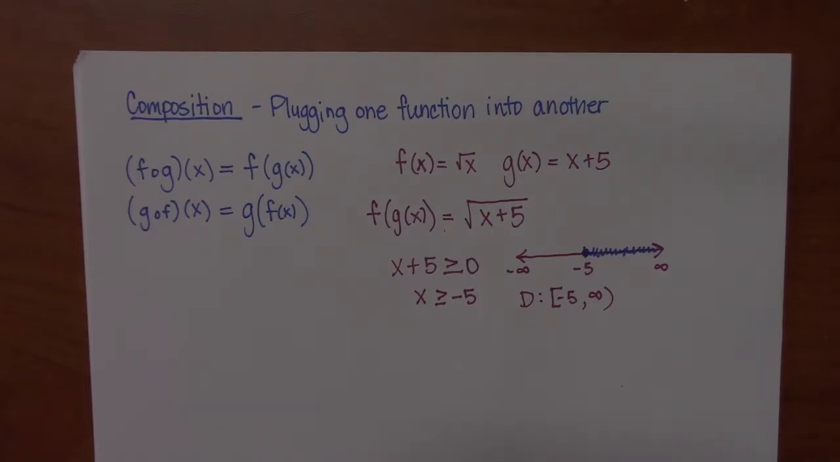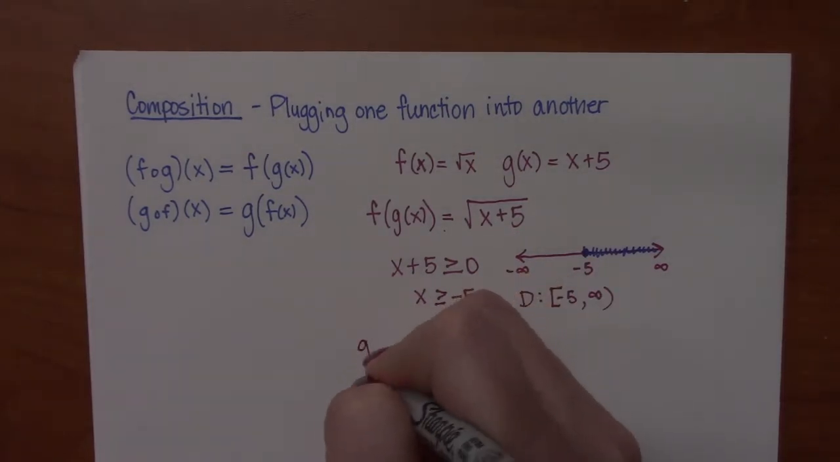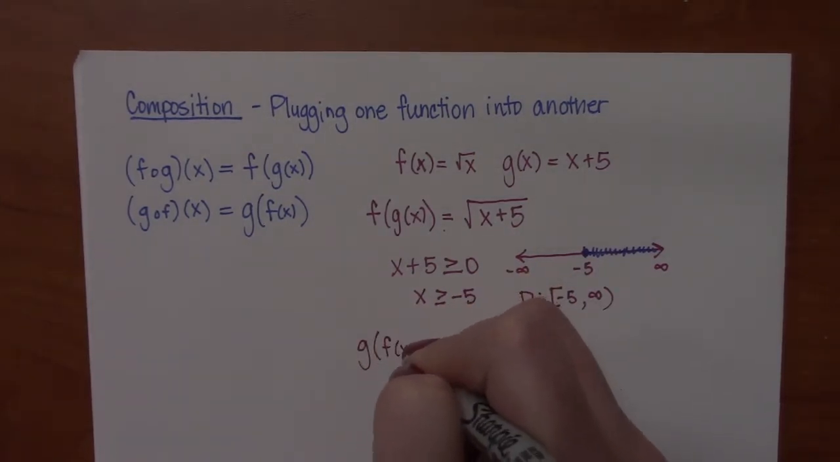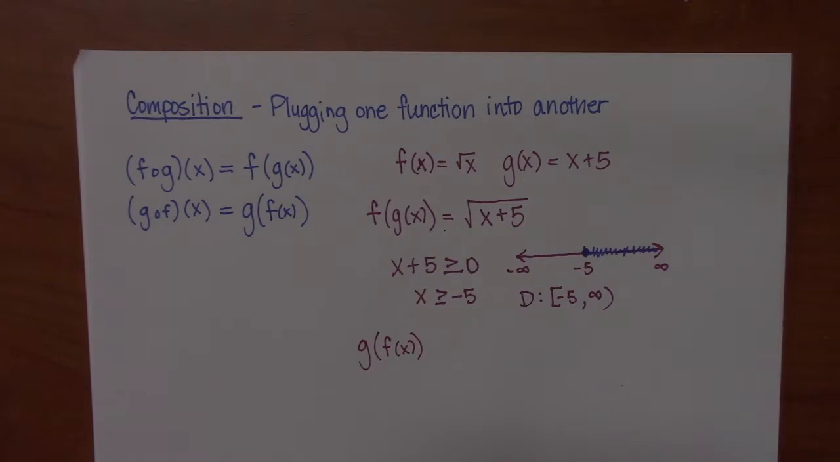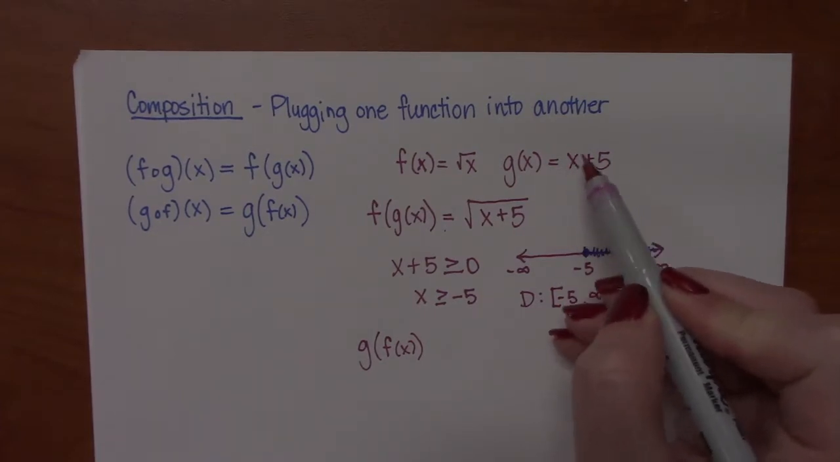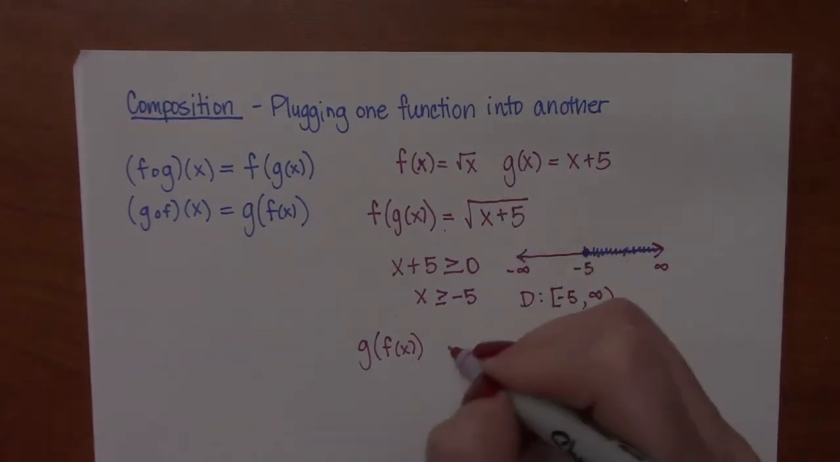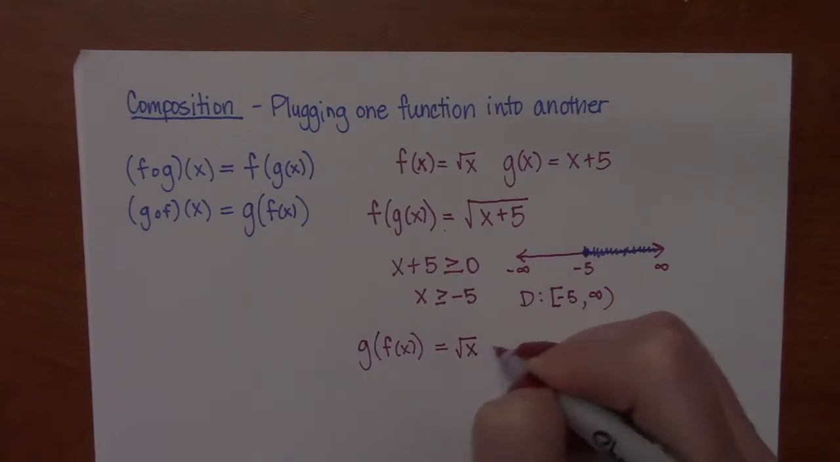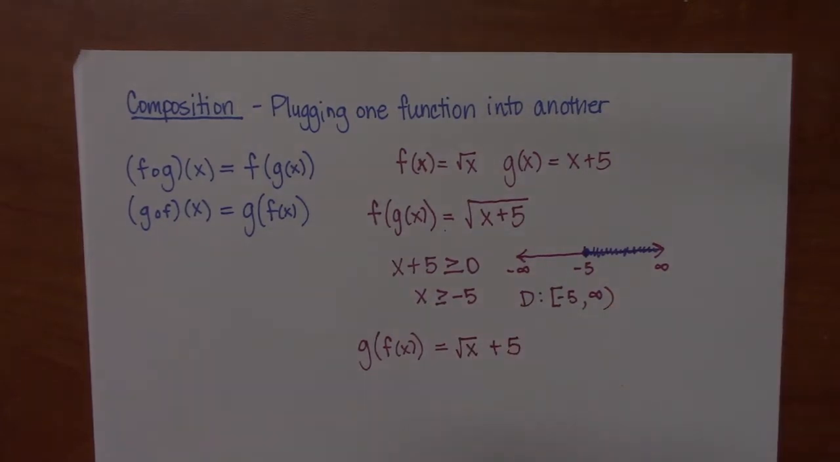So if we want to compose this the other way, if I want to find G of F of X, well now I'm going to go to G of X, and everywhere I see X, I'm going to plug in the entire expression for F of X. So G of X was X plus 5. So this X right here gets replaced with F of X. So this is the square root of X, plus 5.